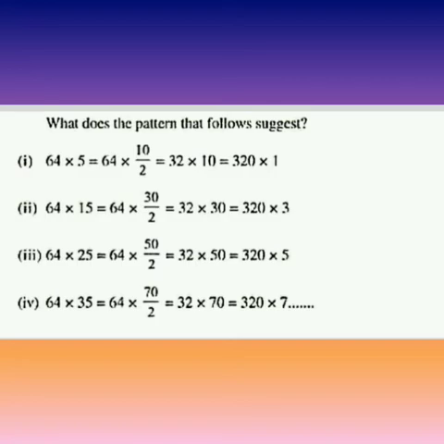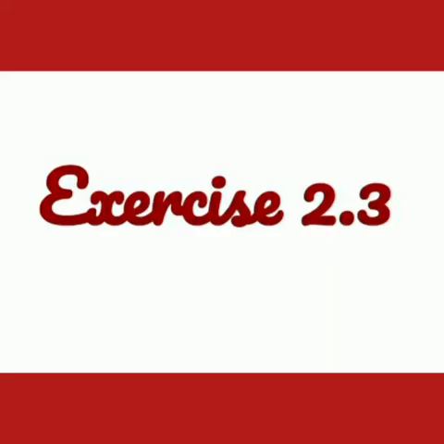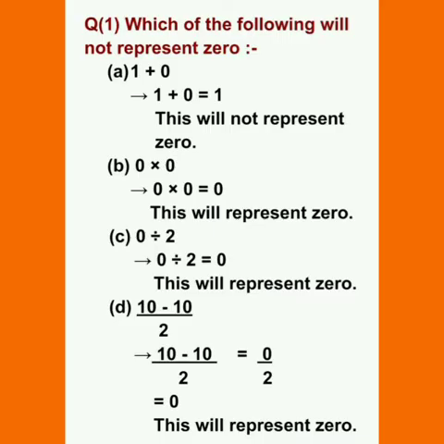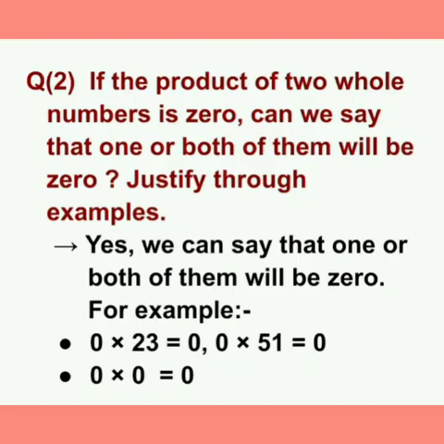So go through it. Now exercise 2.3, which of the following will not represent 0? Now here you can see 1 plus 0 is 1. That is not representing 0. 0 multiplied with 0 is 0. 0 divided by 2 is 0. 10 minus 10 you will get 0. So 0 upon 2 is 0.